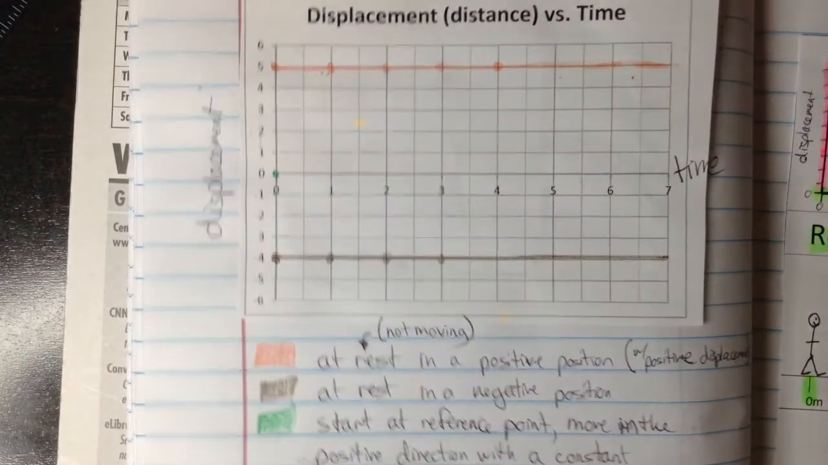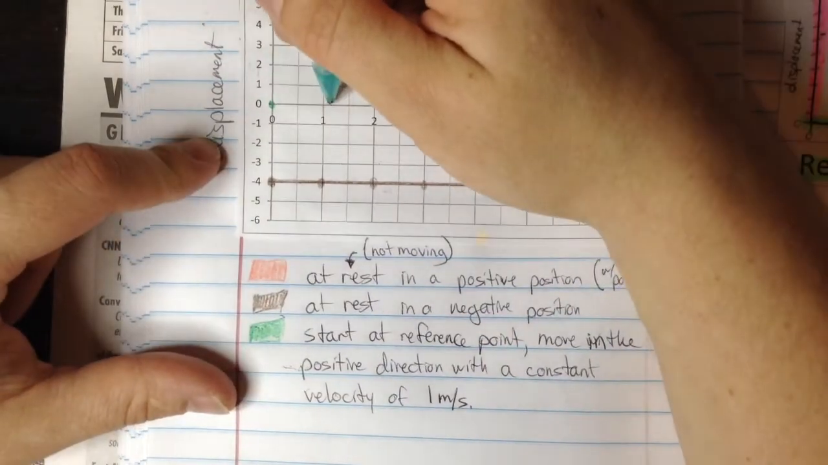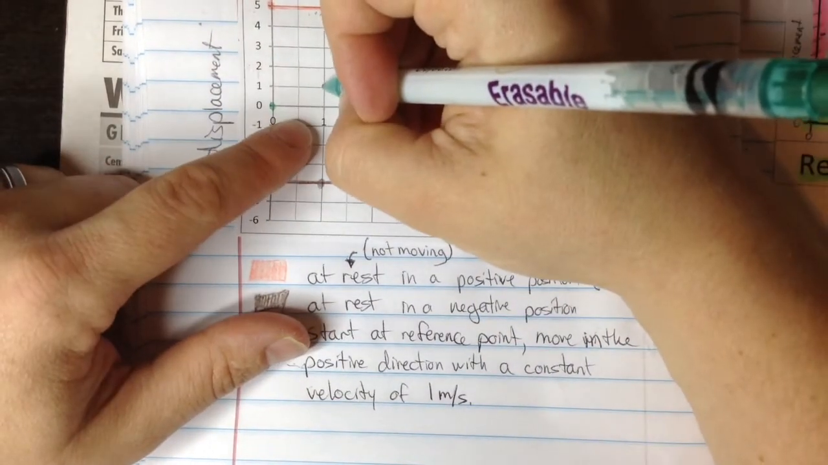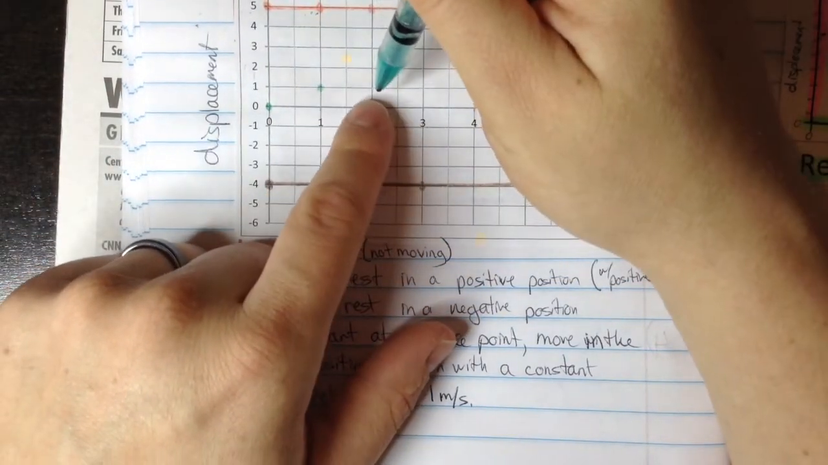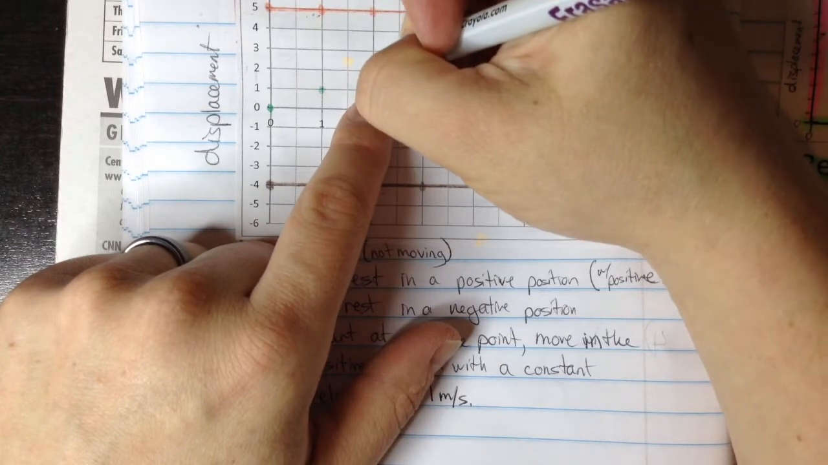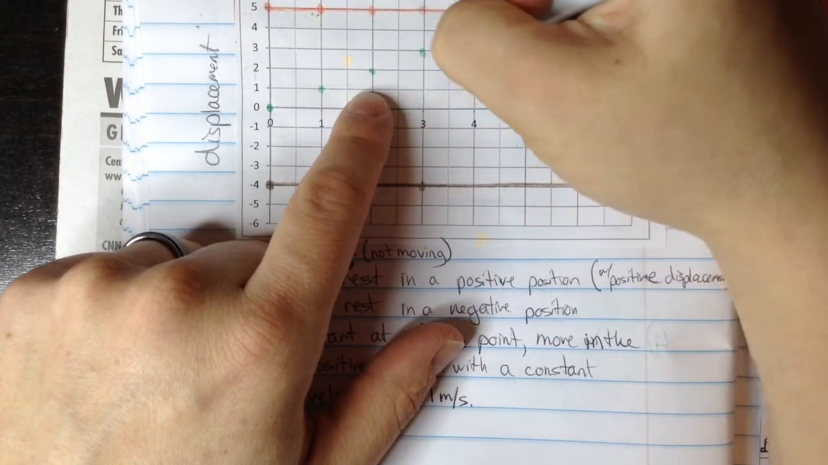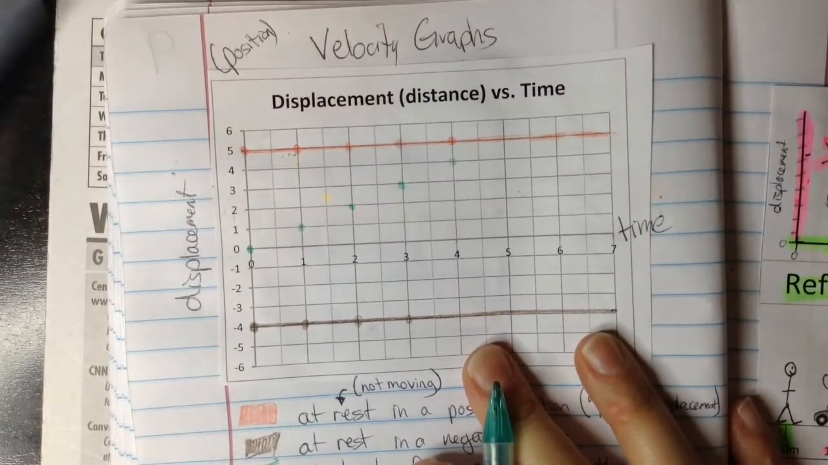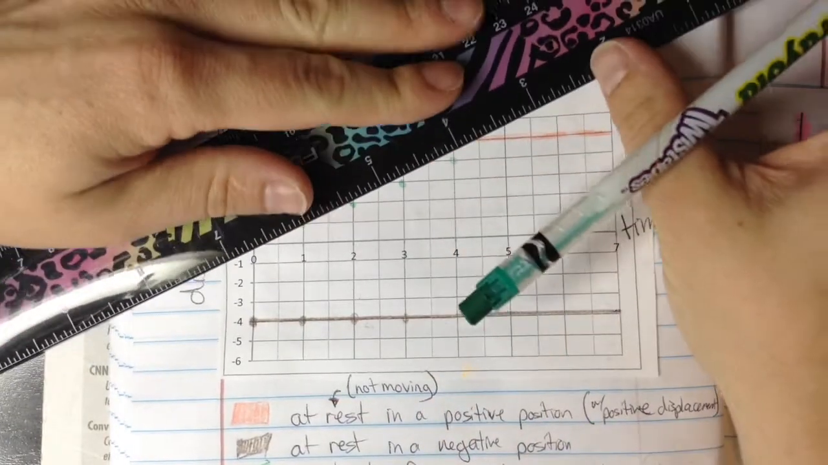And 1 meter per second means that every second that passes, it is going to move 1 meter. So we'll move from 0 to 1 in the positive direction. A second later, it will move 1 meter more. A second after that, 1 meter more. A second after that, a meter more. And you can see that pattern. Nice straight line, connect the dots.